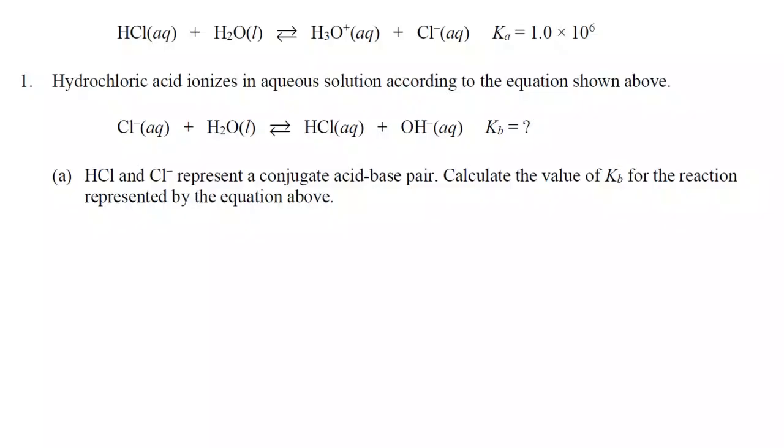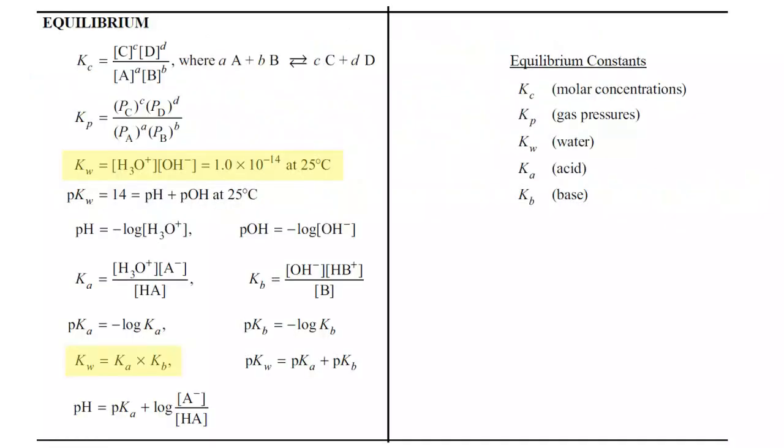Let's go ahead and do that math. So looking at the equation sheet, we can see that the value of Kw is 1.0 times 10 to the negative 14, and we can also see that Kw is equal to the product of Ka times Kb for a conjugate acid-base pair. So that sets up an inverse relationship between Ka and Kb. In other words, if you have a very large Ka, like we do for this strong acid, then the Kb value will be very small for that negative ion.